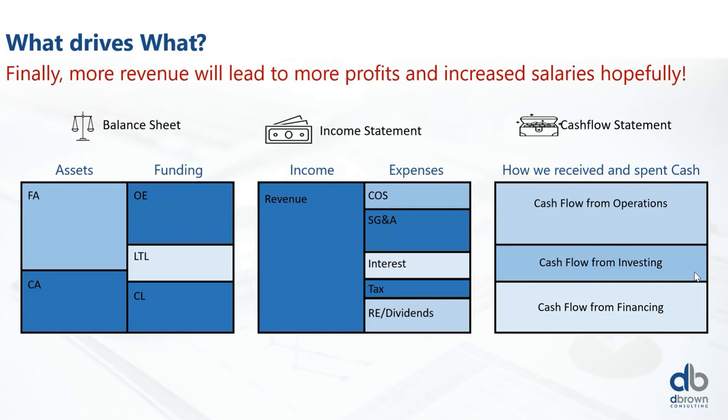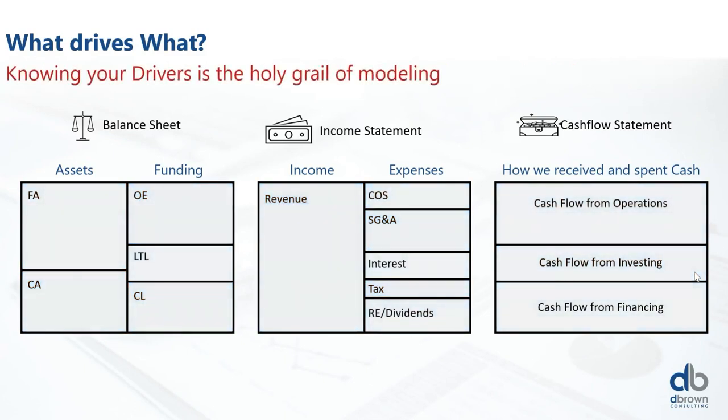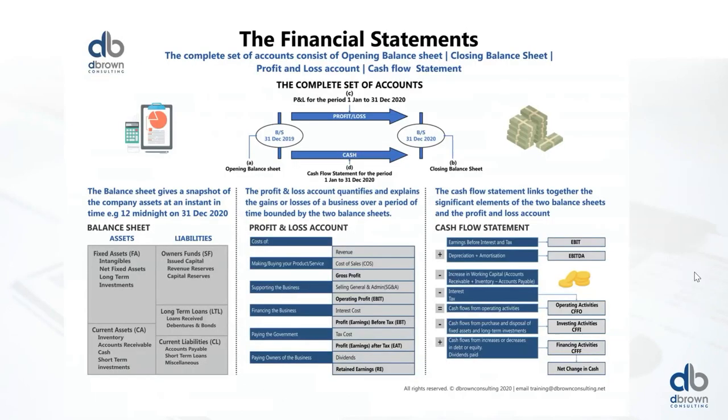Finally, more revenue will lead to more profit and increased salaries, hopefully. So with increased salaries, SG&A will go up. And you can see that is what modeling is all about. What is driving what? What is driving directly and what is driving indirectly? That's financial modeling, right? I have this visual that summarizes everything we just talked about.